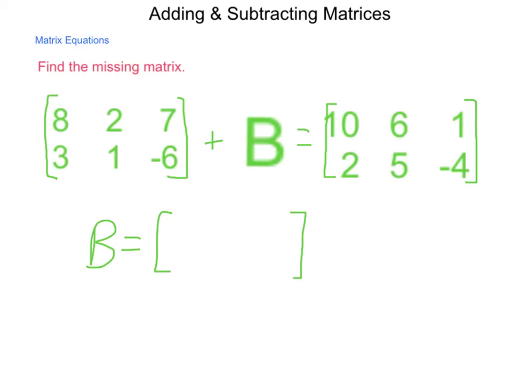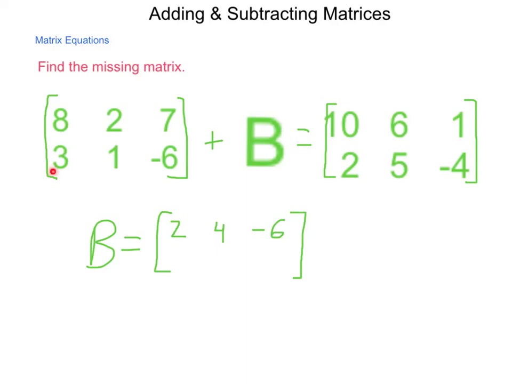And what we're going to do is we're going to go element by element and find the missing pieces. So if I start with 8, I'm going to add an unknown number and end up with 10. Well, 10 minus 8 is equal to 2. Next, I'm going to start with a 2 for matrix element 1, 2, and I'm going to end with a 6 through addition. That means that I added a 4. Next, I have 7. I'm going to end with 1 through addition. That means what I added was a negative 6.